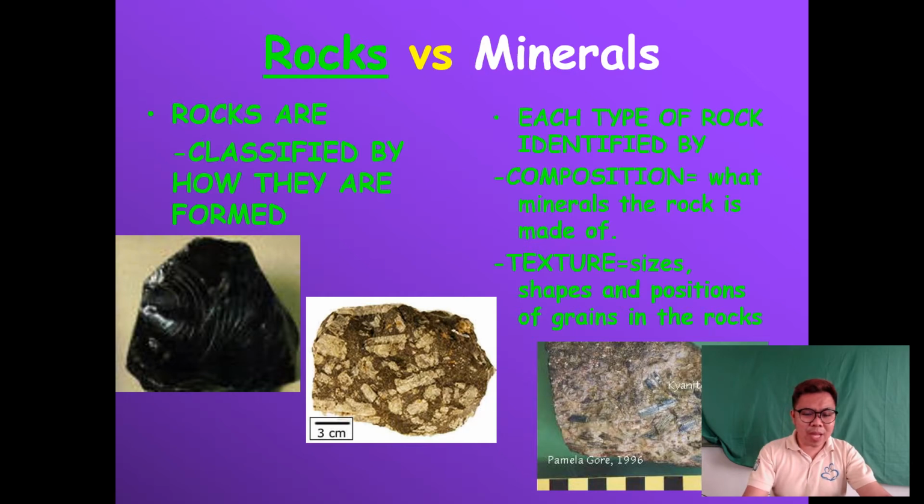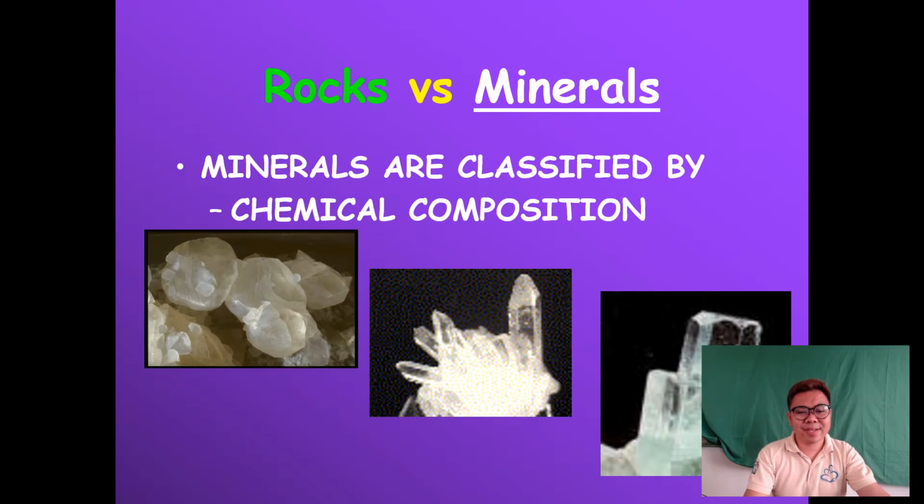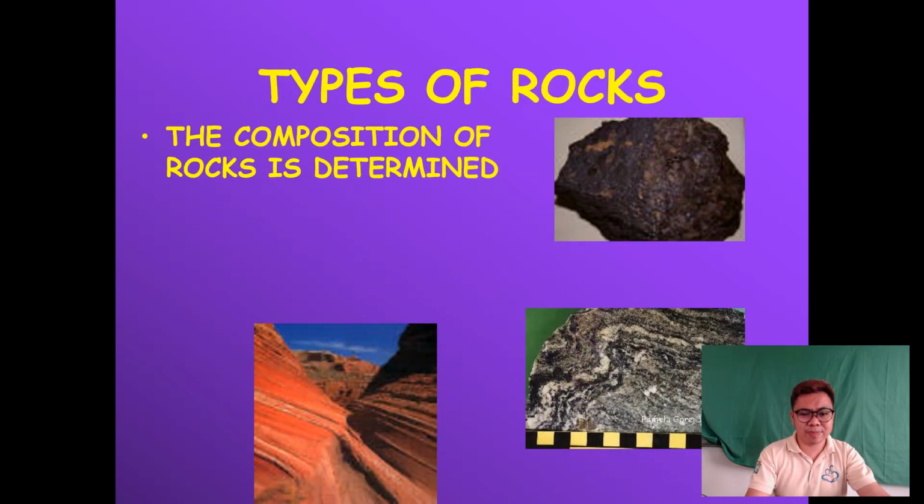On the pictures, we have the following. Those are only examples ng rocks na nagpapakita ng iba't ibang composition nila, ng kanilang shapes, positions ng grains nila, sizes, and textures. Minerals are classified by chemical composition. So, ang mga minerals ay naka-classify naman ng chemical composition nila, or kung saan sila made up of.